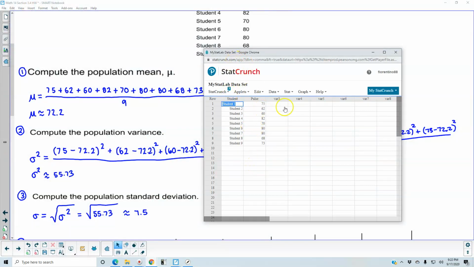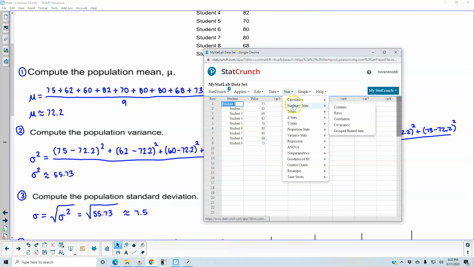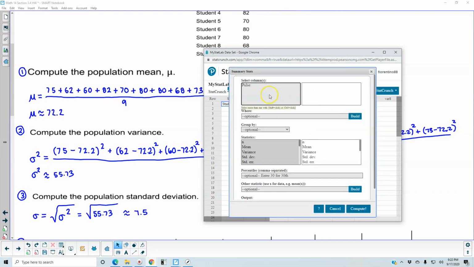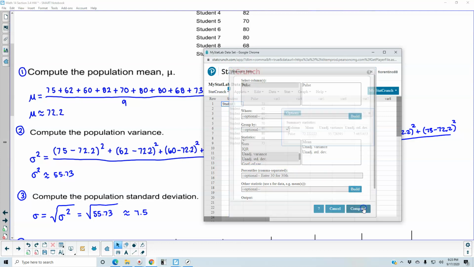If I wanted to do this in StatCrunch, I would go to Summary Stats and select Columns, and then go to Pulse. Now I'm going to select Mean, because I want the mean, but the standard deviation and the variance are adjusted, so you're not going to want to choose those to get these particular values. If you do this by hand, you'd want to come down here to get the unadjusted variance and the unadjusted standard deviation.